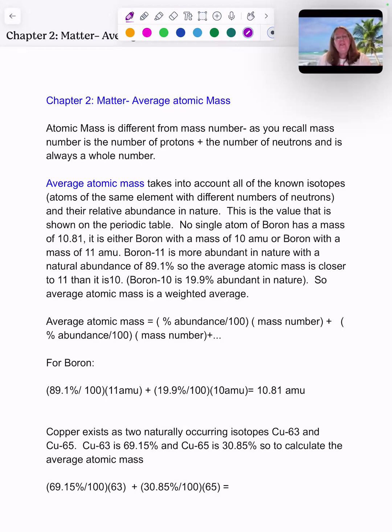Well, the periodic table uses average atomic mass. This takes into account all of the known isotopes. Remember, these are atoms of the same element with different numbers of neutrons. So all of the known isotopes and their relative abundance in nature. So this is why those numbers on the periodic table change every few years.